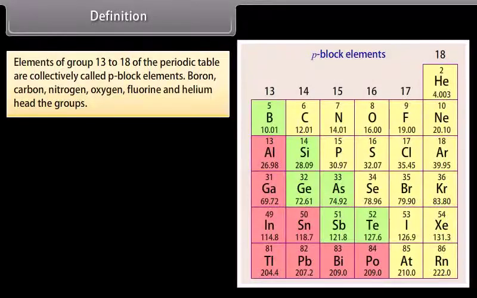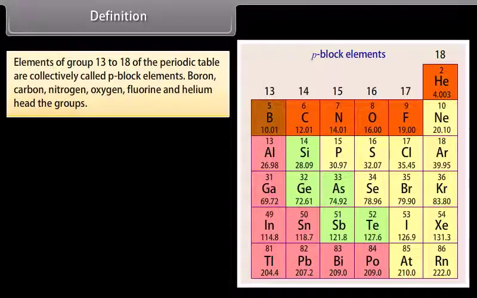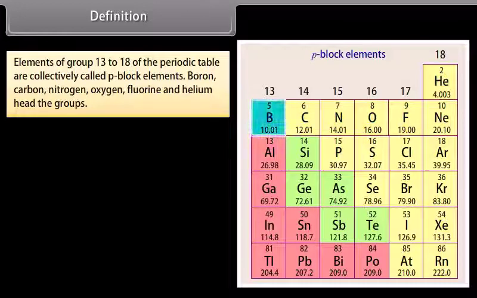Definition. Elements of group 13 to 18 of the periodic table are collectively called P block elements. Boron, carbon, nitrogen, oxygen, fluorine and helium head the groups.